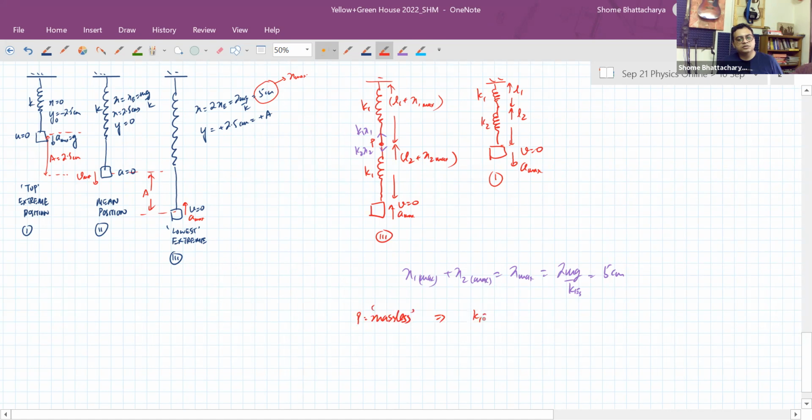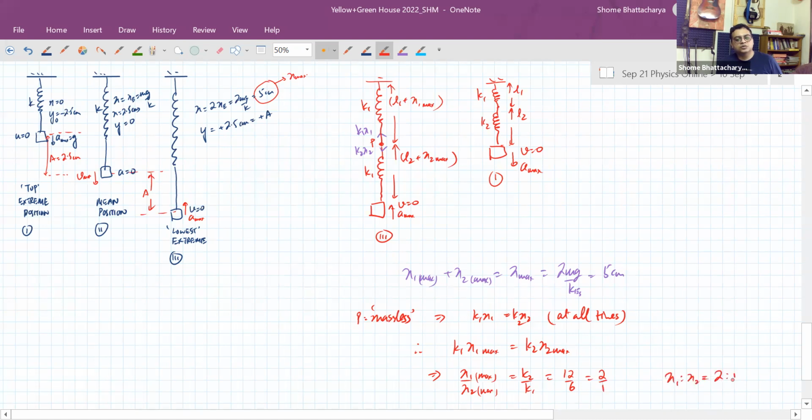So the net force on it must always be 0 at all times. Therefore, K1 x1 max is equal to K2 x2 max. From this we can see that the ratio of x1 to x2's maximum values is the inverse of the ratio of the spring constants, which is basically 12/6, right? So 2 is to 1. So x1 is to x2 is 2 is to 1, and x1 plus x2's maximum value is 5 centimeters.